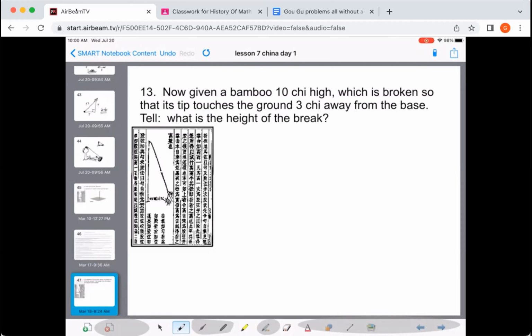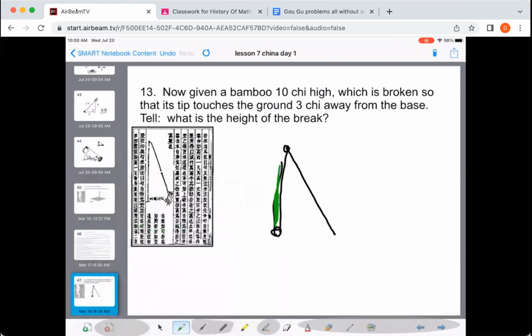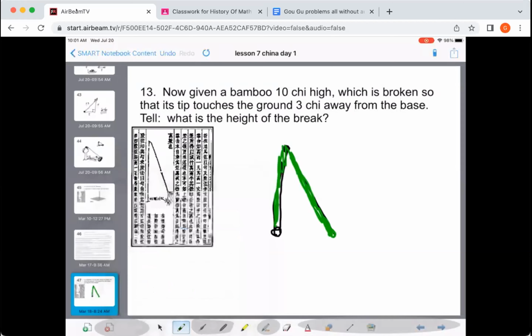Here's the triangle. It's a picture of the bamboo. The bamboo is broken, meaning it's like that. What color is bamboo before it's broken? I feel like bamboo's green. It's brown eventually. Maybe it's brown. Okay, so there's the broken bamboo. And they say its tip touches the ground 3 chi away from the base. So that's one side.